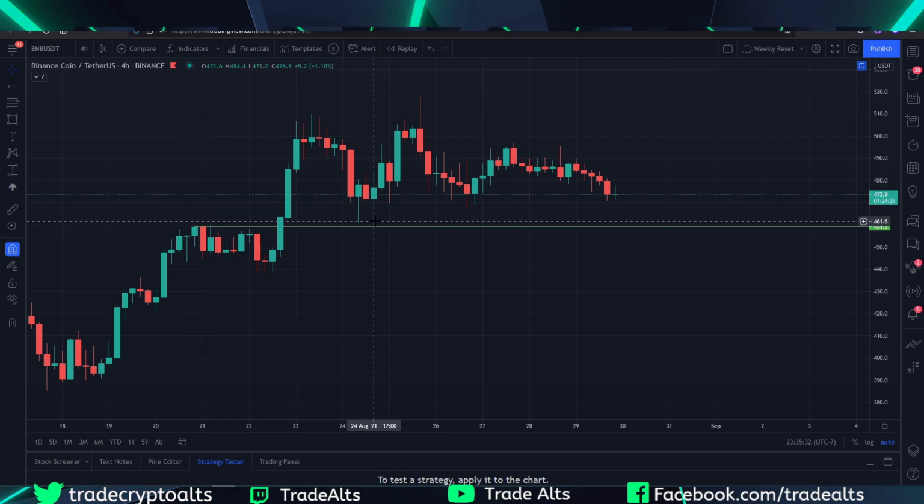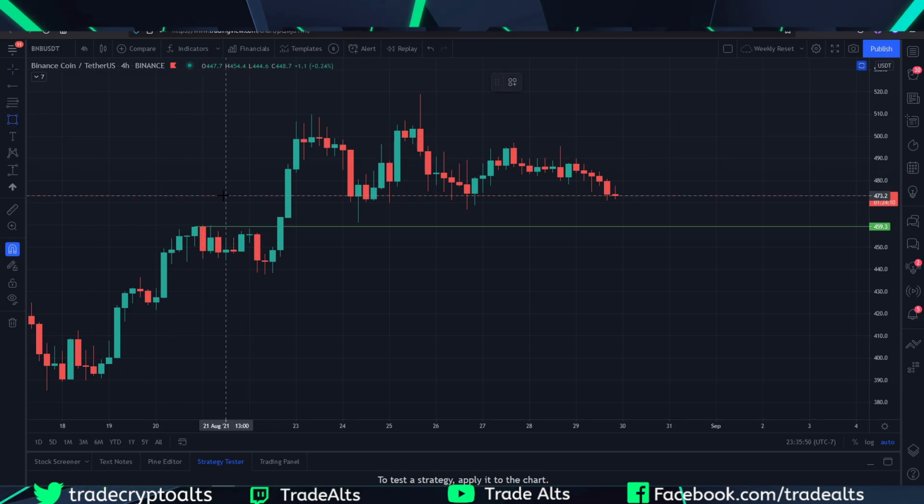And here you don't get an exact test, like a flawless test, but this is a really nice test. And look what happens. It's defended very well, so you know that this level is support. Big move to the upside, right?